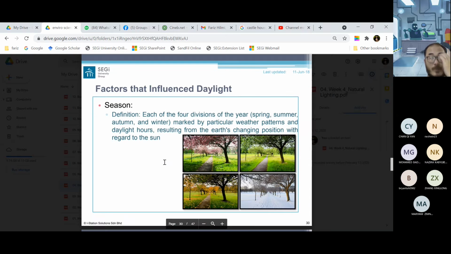Factors that influence daylight. Season. 4 seasons divided in the year: spring, summer, autumn, and winter, marked by particular weather pattern and daylight hours, resulting from the Earth changing position with regard to the sun.